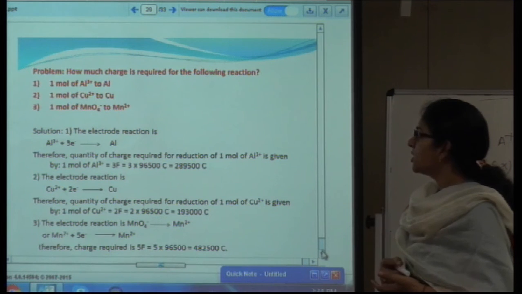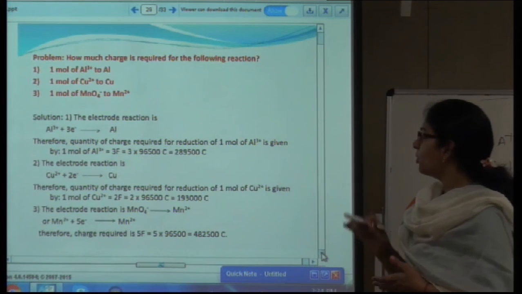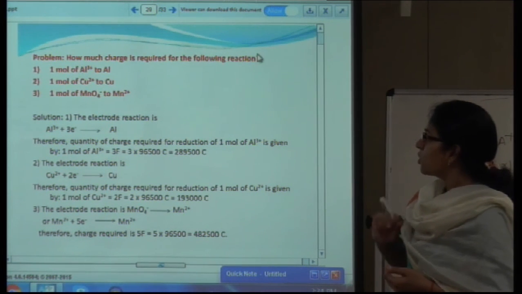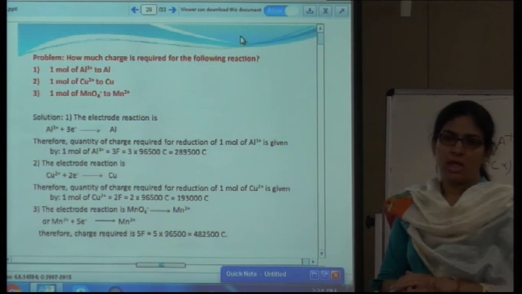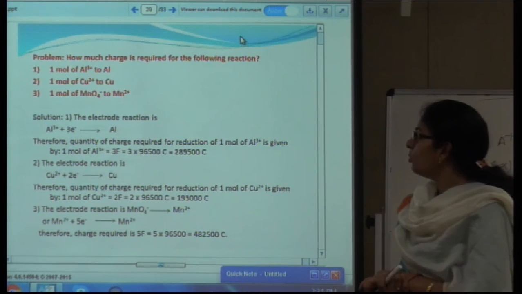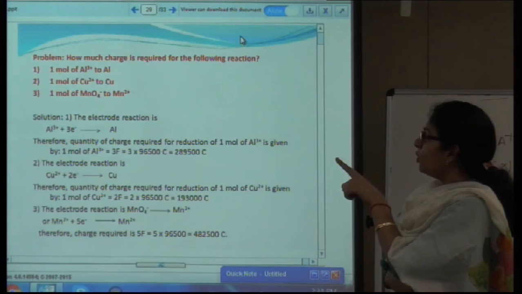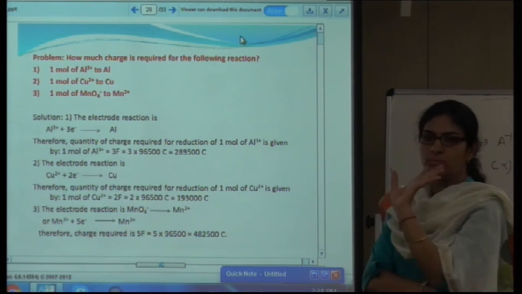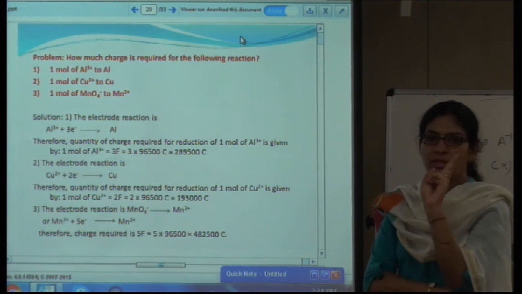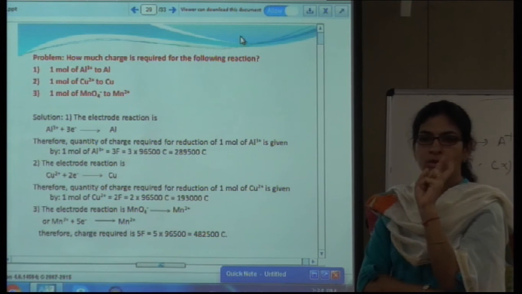How much charge is required? This is very simple, similar to what we have done just now. That reaction is given to you, you have to find out the charge, right? So if 1 mole of aluminium, Al3+, you have to just see how many electrons are required. So 3 electrons are required.